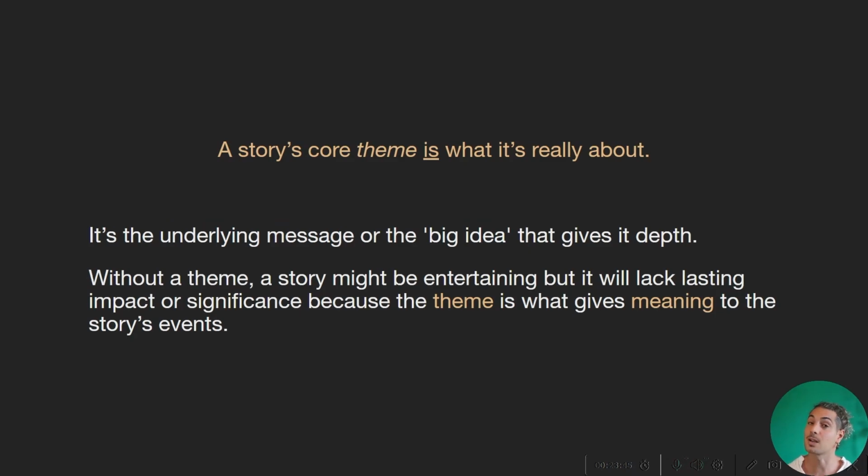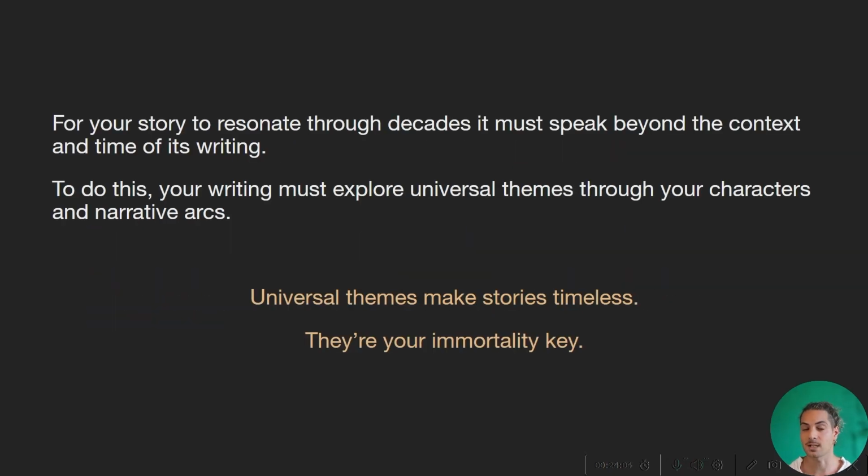The theme is the underlying message or the big idea that's going to give your story depth. Without a theme, it might be entertaining, but your story will lack lasting impact or significance because the theme is literally the thing that gives the meaning to all of your story's events. Without that, it's going to be a hollow experience overall. So for your writing to resonate through decades, it's going to have to speak beyond the context and time of its writing. To do this, your writing must explore universal themes through your character and narrative arcs. Universal themes make stories timeless. Those are your immortality key.